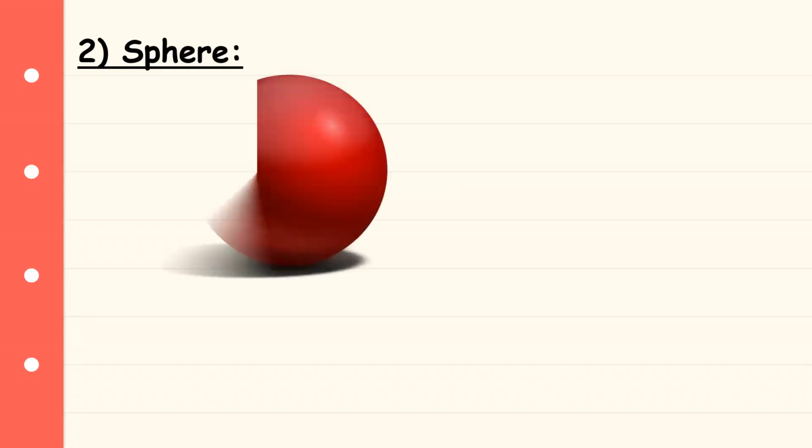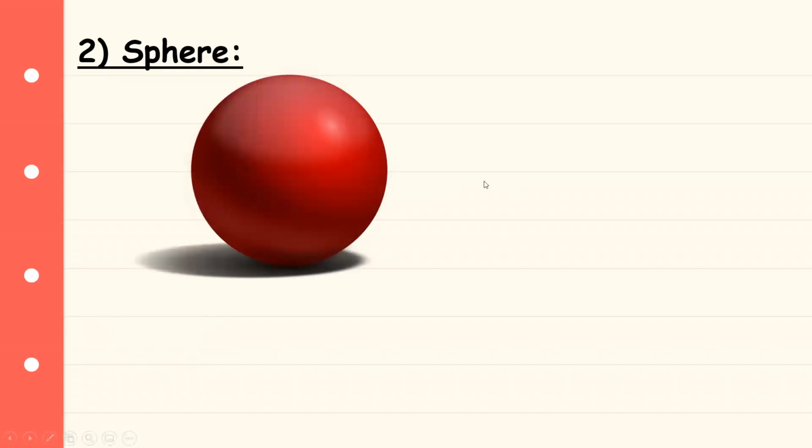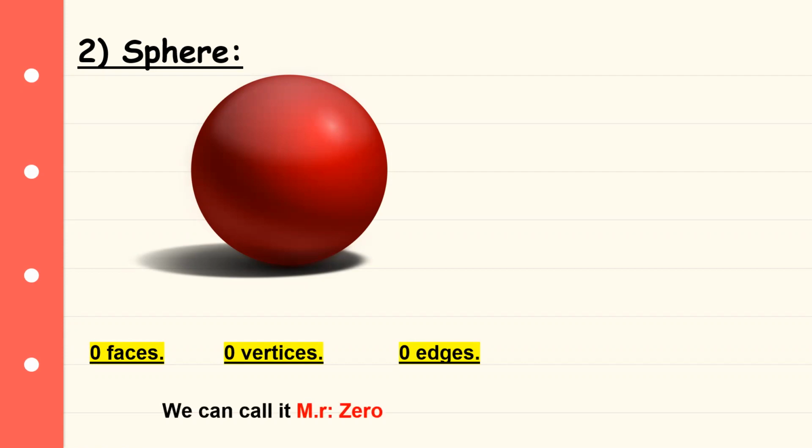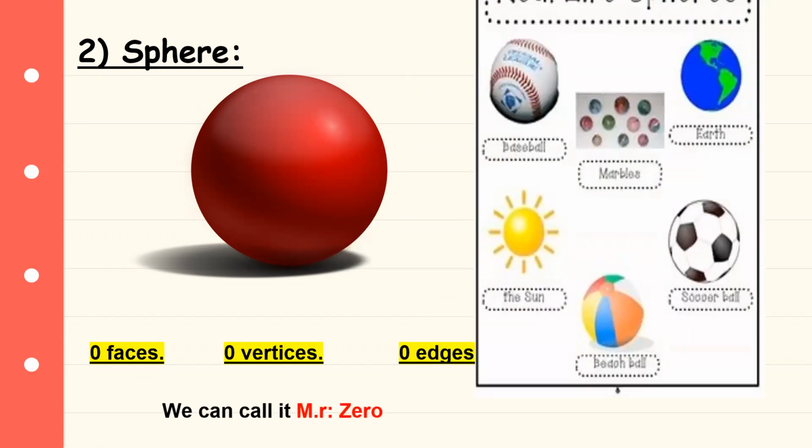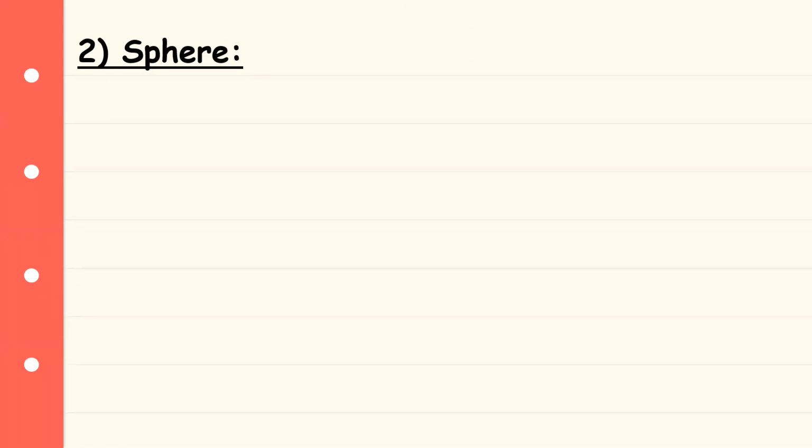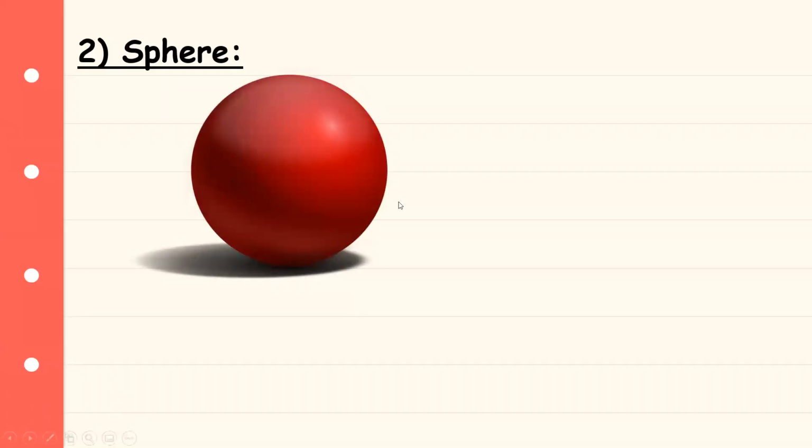Now let's take the second example of 3D shapes. We call it sphere. Again, its name is sphere. Okay, now we want to know how many faces are in the sphere. It has 0 faces and also 0 vertices and 0 edges. It has no faces, no vertices, no edges.